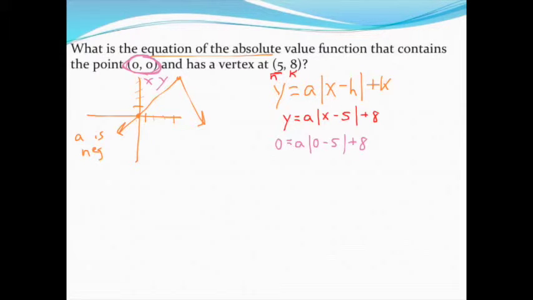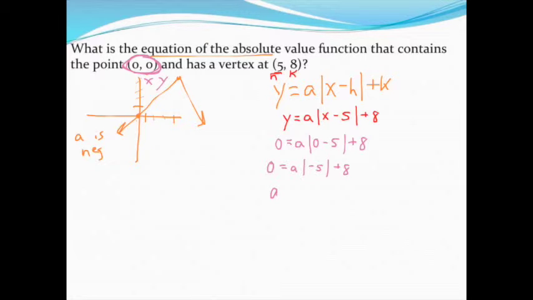So I plugged in my point for x and y. Let's go ahead and work this out. So I've got 0 equals a times the absolute value of negative 5, and remember what absolute value means, and then plus 8. So be careful here. People start thinking this is a minus 5, and that's not the case. It's a times the absolute value of negative 5.